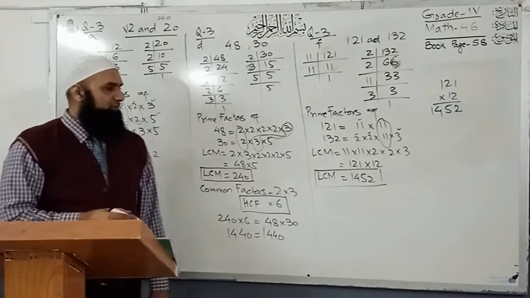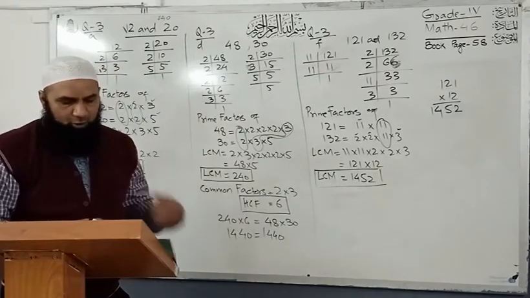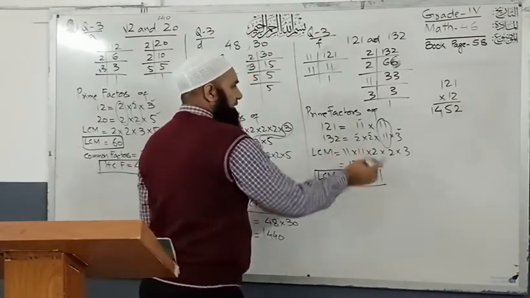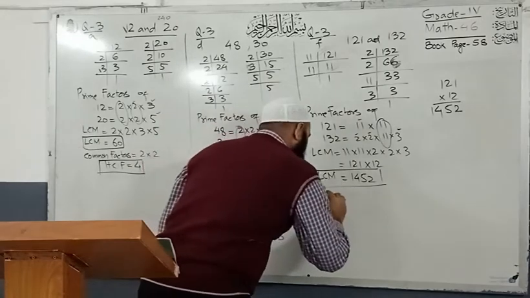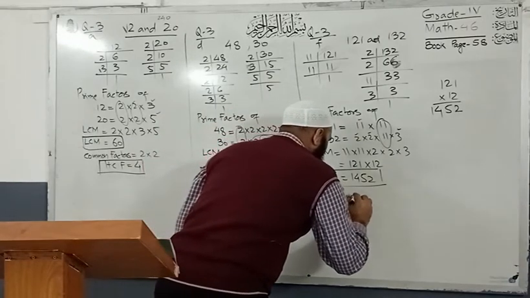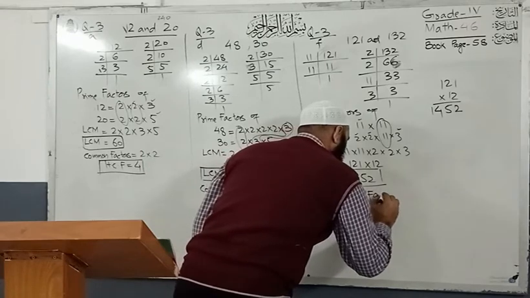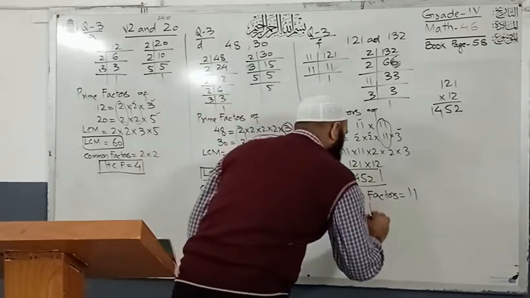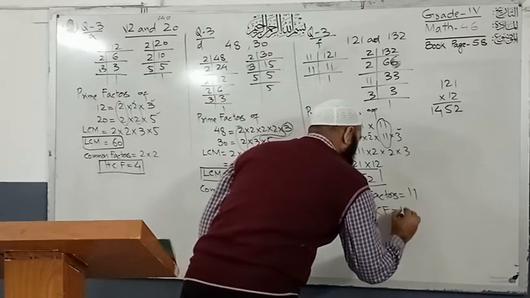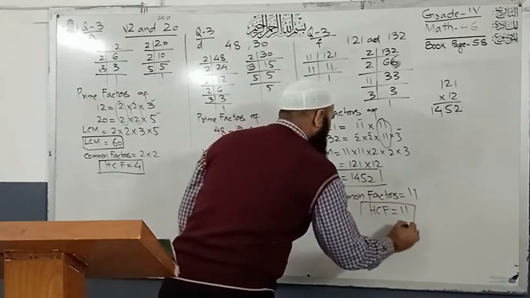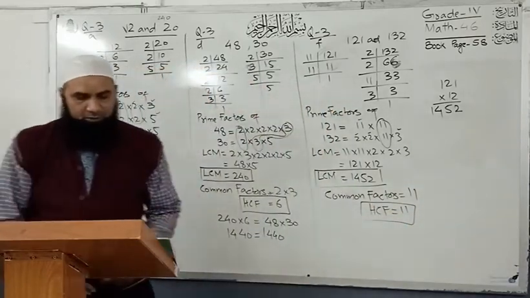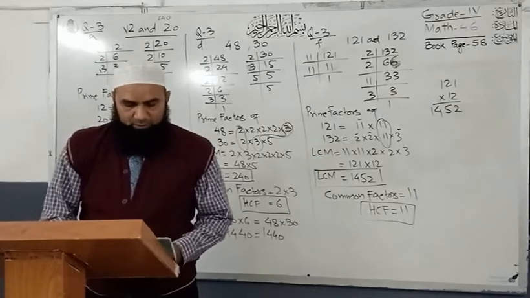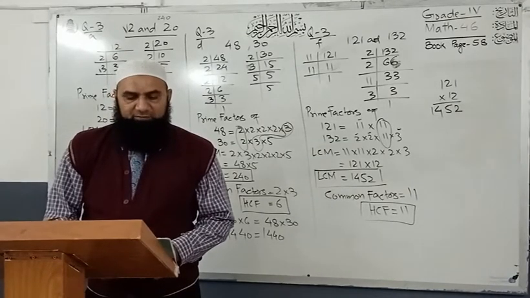LCM is 1452. Now we find the HCF from the common factors. What are the common factors? Only 11. 11 is common in both factors, so this is also our highest common factor. Common factors are only 11, so this is our HCF. HCF is also 11. We can find the LCM and HCF of the same pair of numbers by the same method.